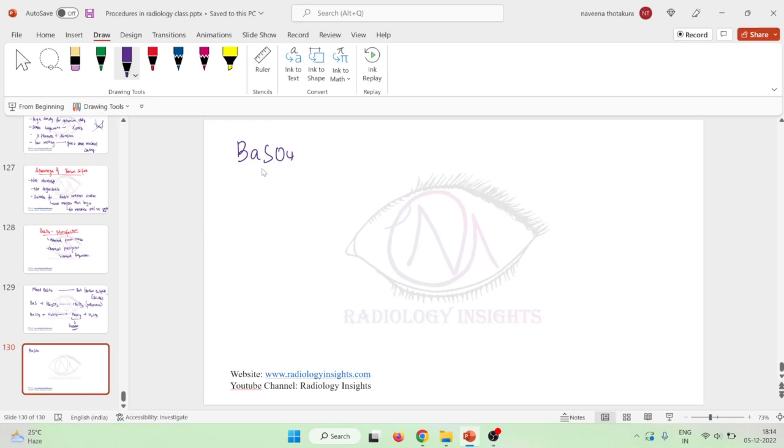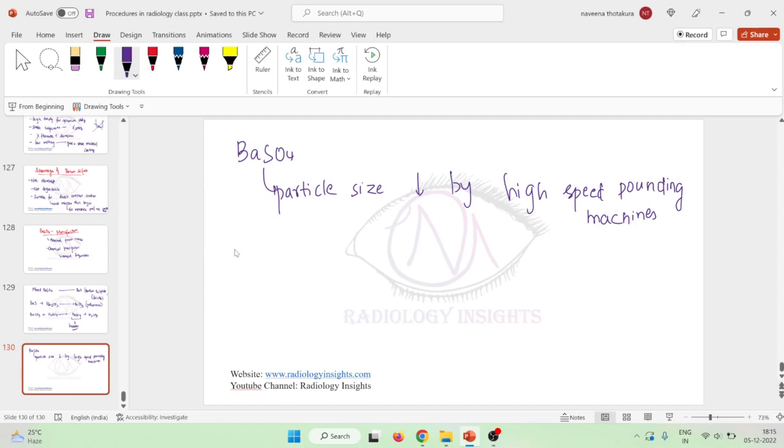bigger particles. Now the particle size of this barium sulfate is reduced by processing the powder in a high speed pounding machine like a grinder, and we will reduce the size of the barium sulfate particles. After reduction, the average particle size ranges from 0.3 micrometers to 2 micrometers.